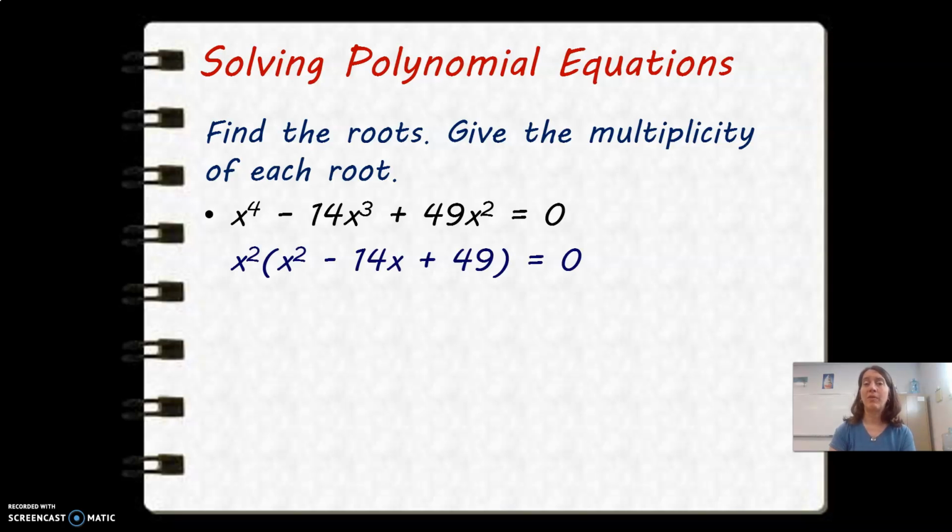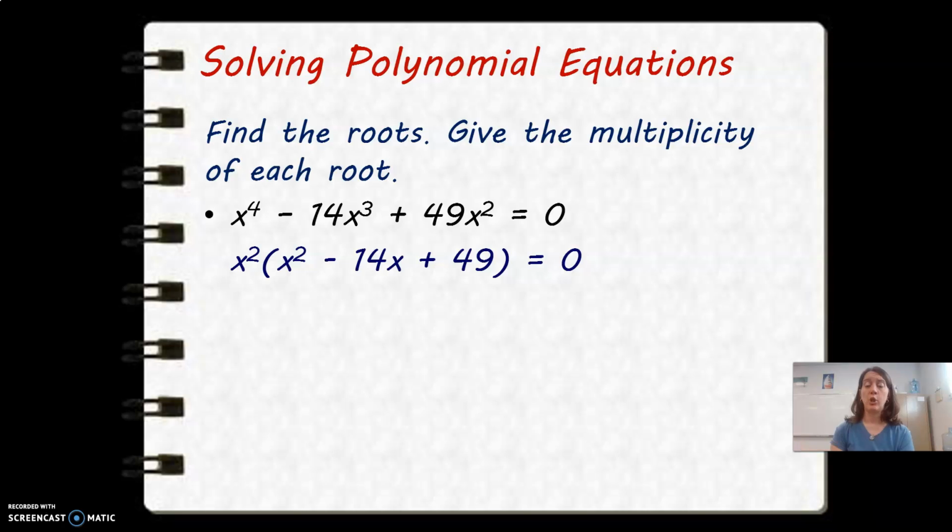Pulling out the smallest one, x squared, leaves us with x squared minus 14x plus 49 inside of our parentheses, and our equation is still equal to 0. We notice inside of the parentheses we do have an x squared, so we are going to continue to factor. I notice it says plus 49, so I know the signs are going to be the same. They're both minuses because of the middle sign that I have. Well, what multiplies to get 49 and also adds to give me 14? 7 and 7.